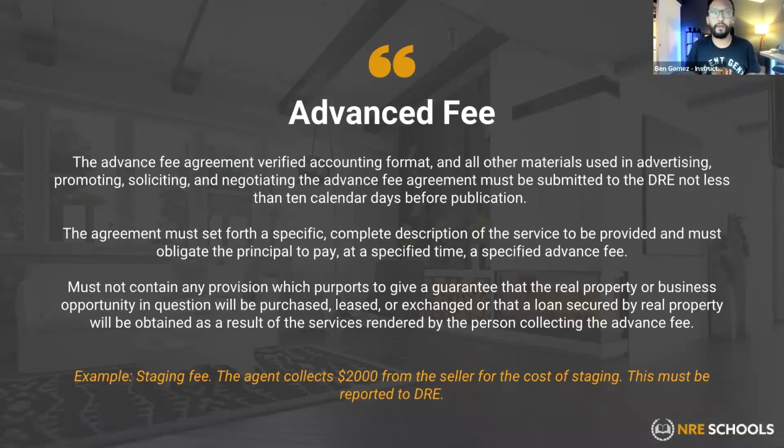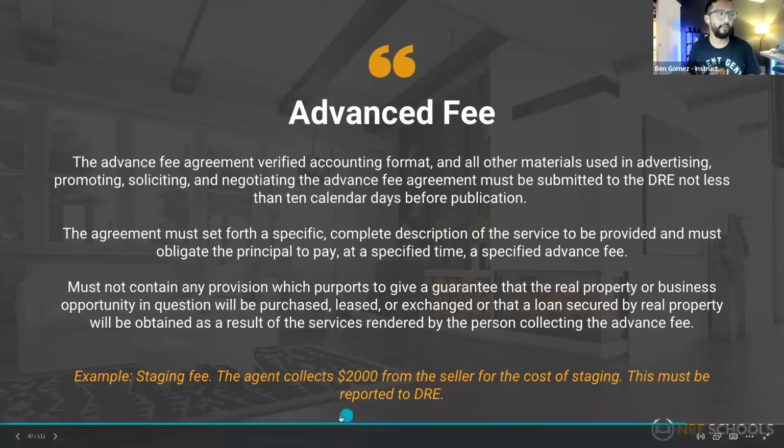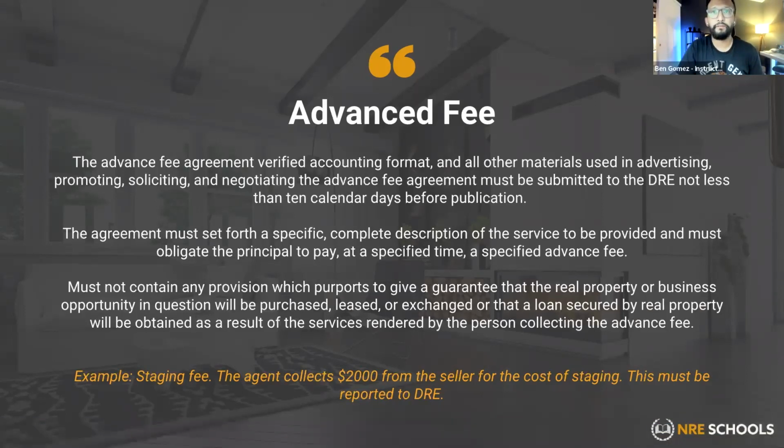An easier way to facilitate this transaction is simple. I just have her pay the staging company directly. If you guys touch money, there is a whole process. So that's what we talk about in advance fee. Like, when we talk advance fee, you guys never, ever, ever want to collect any money, touch any money at all as real estate agents. An advance fee equals long, lengthy process of reporting it to the DRE. You don't want to do it. But think about that if you ever get a question about advance fee.